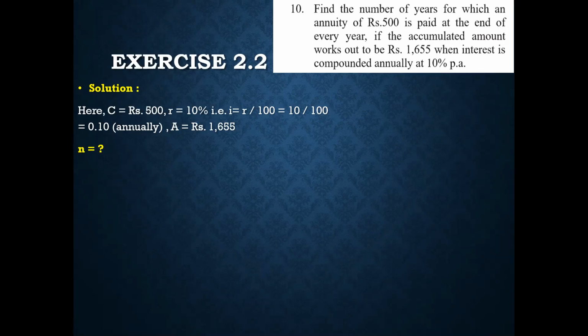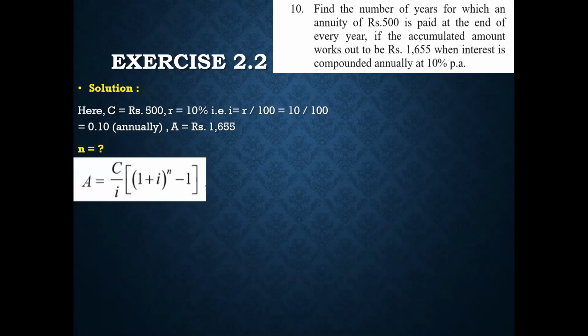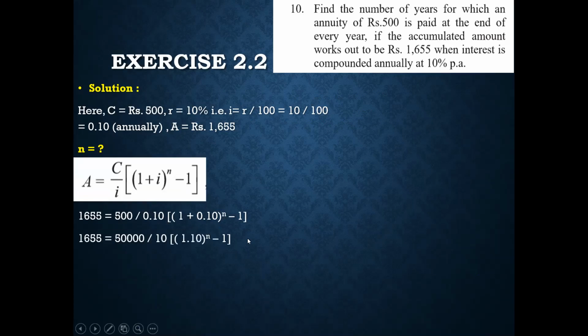So now we'll use the formula again: A = C/i [(1 + i)^n - 1]. On substituting the values, you'll get something like this. Now in this case, n is not given to us. So I have removed the decimal, as you can see, 500 divided by 0.10 gives 5,000. And I've added 1 plus 0.10, which gives me 1.10. Now I'll take 5,000 to that side and divide it like this.